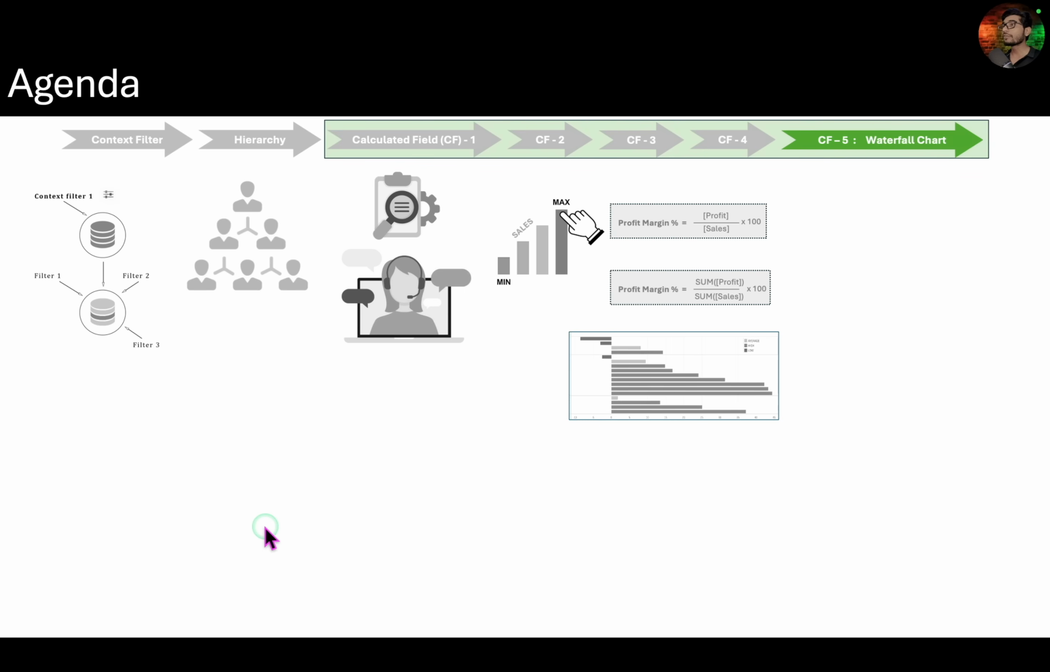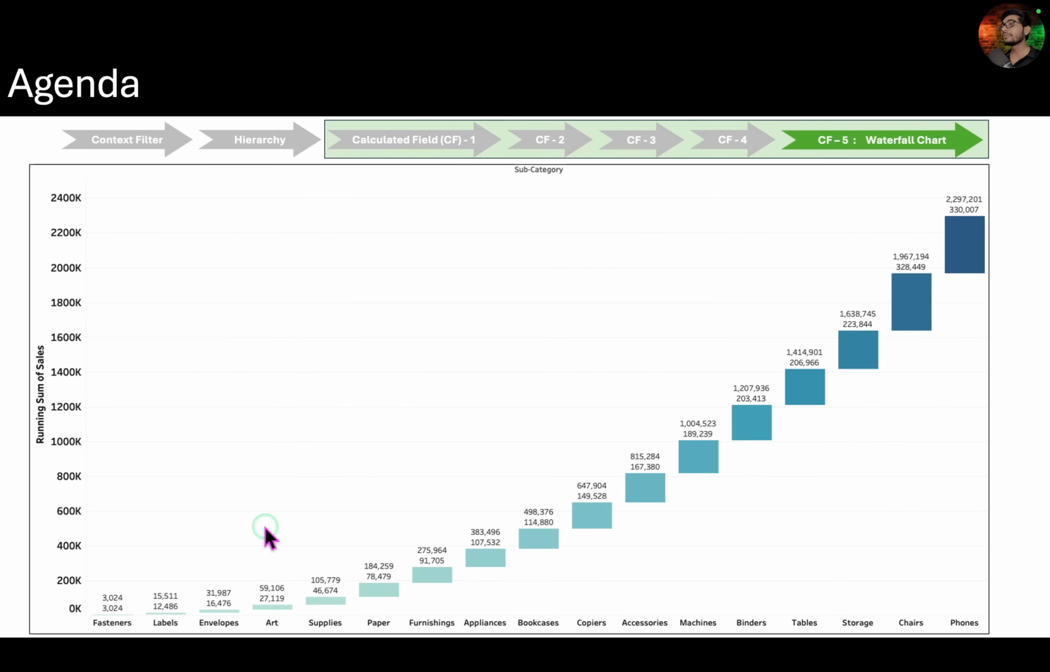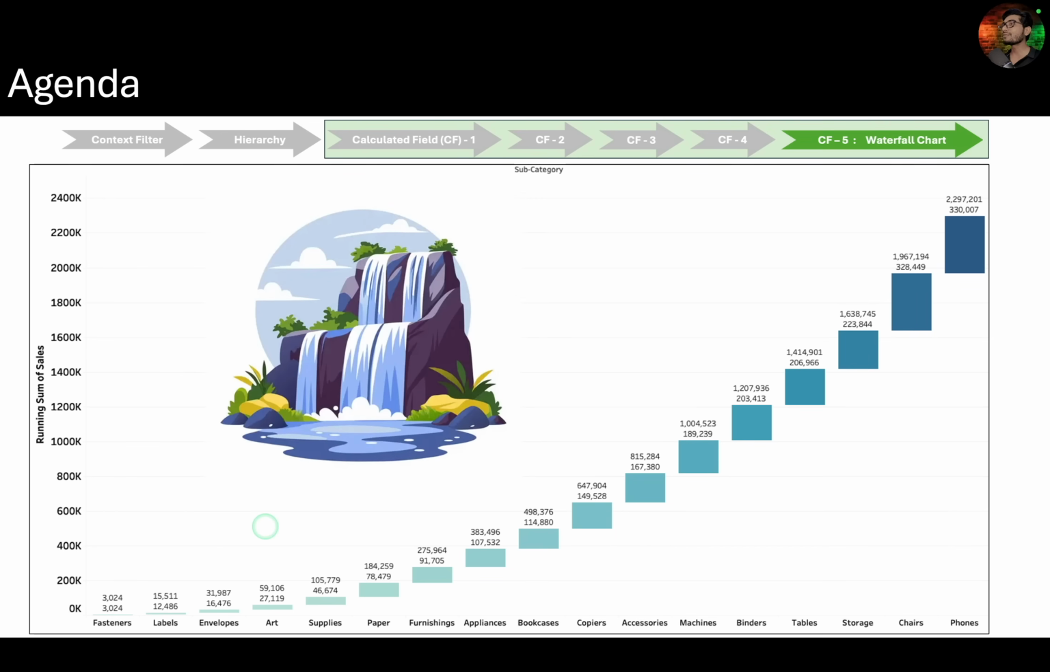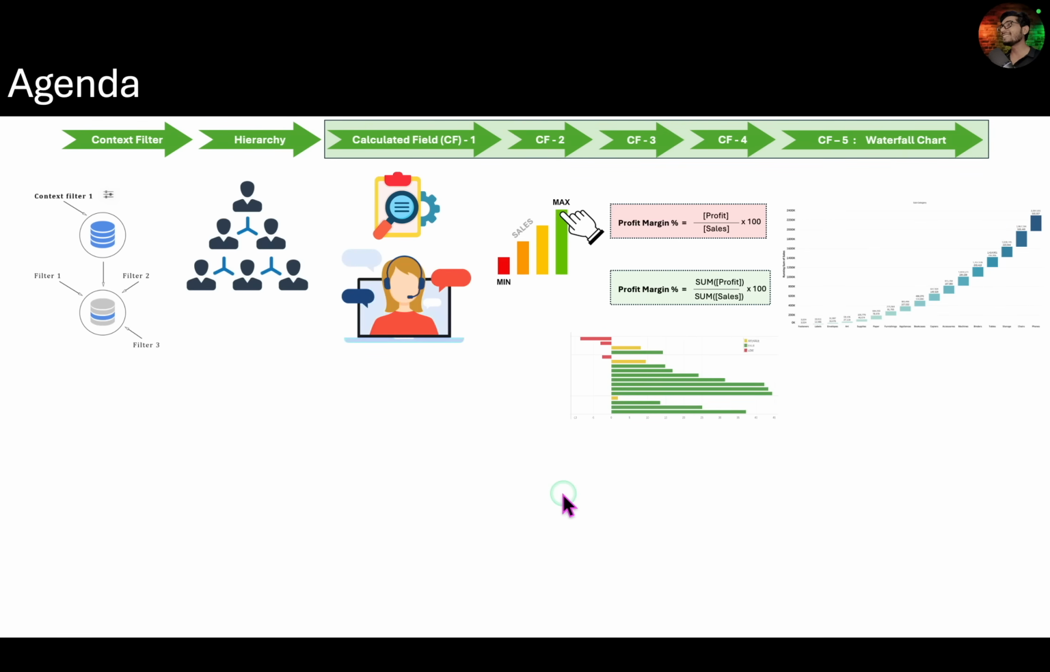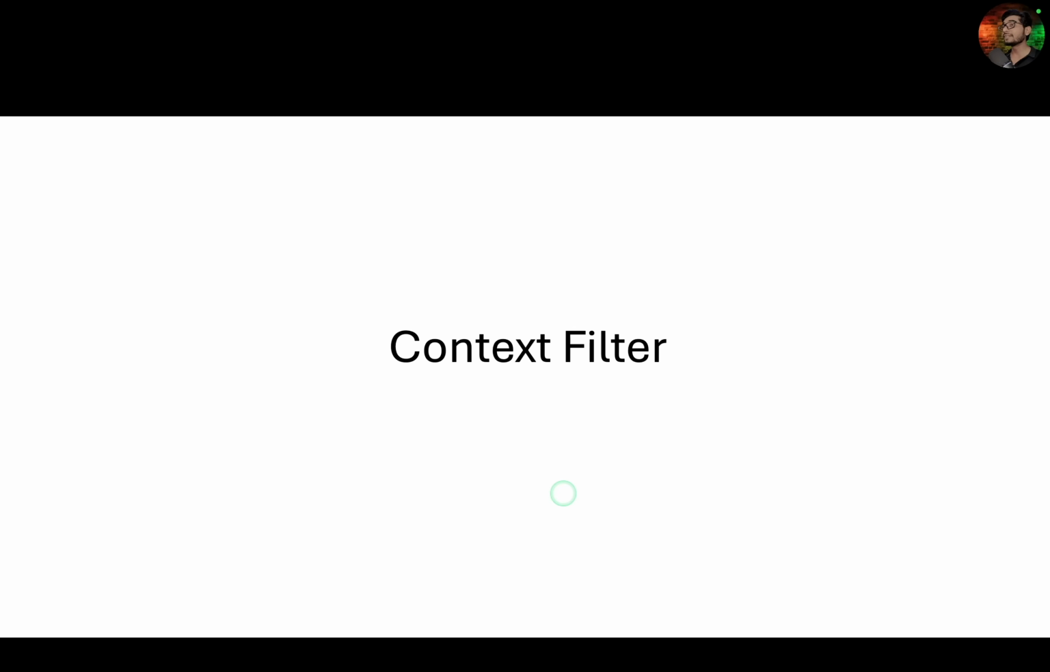And finally, we'll wrap up the calculated fields section by creating one of the advanced and visually appealing chart called the Waterfall Chart. Here, this chart helps us visualize the running total of sales for each product subcategory and understand their individual contribution to total sales. Just like the name suggests, it resembles a waterfall cascading down a mountain, stepping over the rocks as it flows downhill. Looks like we have some exciting topics lined up for this video. So let's get started by first understanding what a context filter is and why it matters.